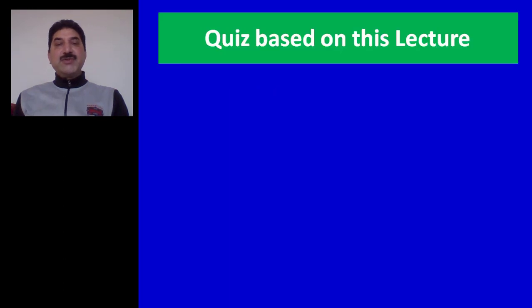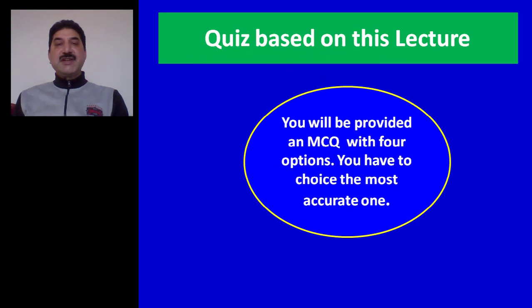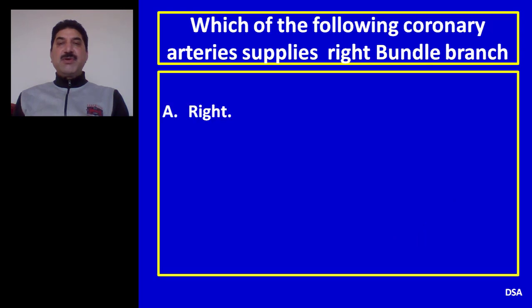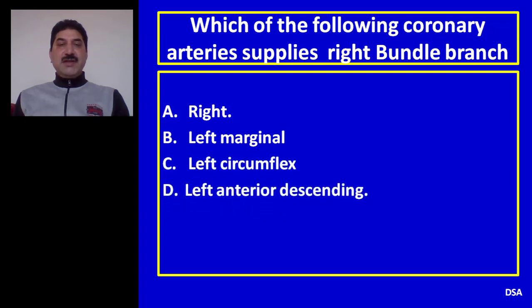Now let us go for a quiz based on this mini lecture. You will be provided an MCQ with four options. You have to choose the most accurate one. Which of the following coronary arteries supplies right bundle branch? Right, left marginal, left circumflex, left anterior descending. Right bundle branch is supplied by the left anterior descending coronary artery, so D is the correct option.